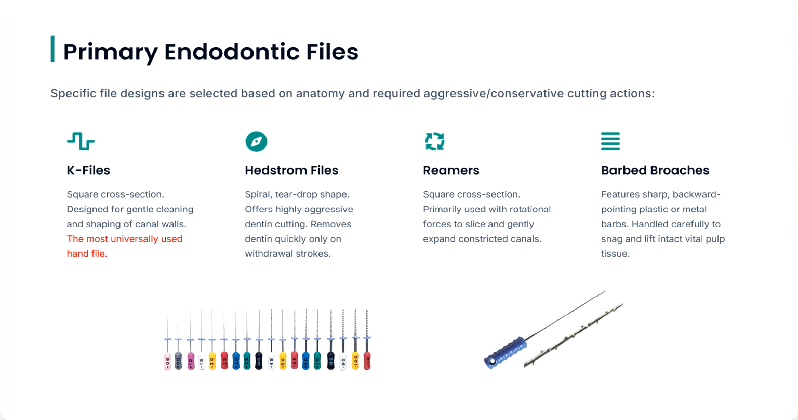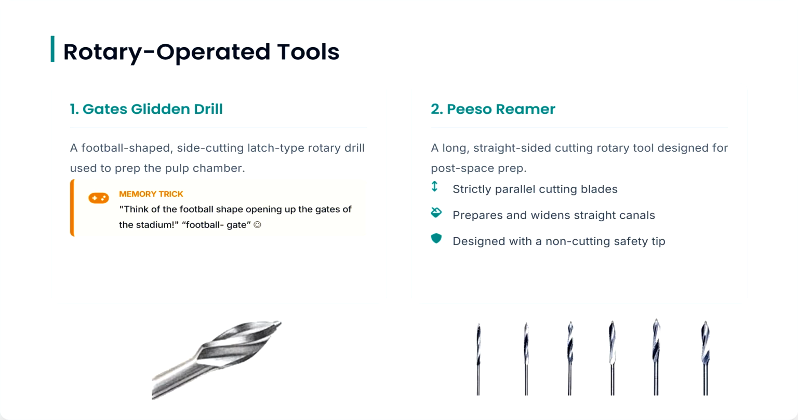So these are your files. These are done with your hand, like the endodontist goes in with their fingers and literally does this. Now we have them here, but we don't have the machine. But the next thing are rotary operated tools. So we've got two, the Gates Glidden and the piezo reamer. You connect these to an endodontic handpiece, another whole system that's separate.